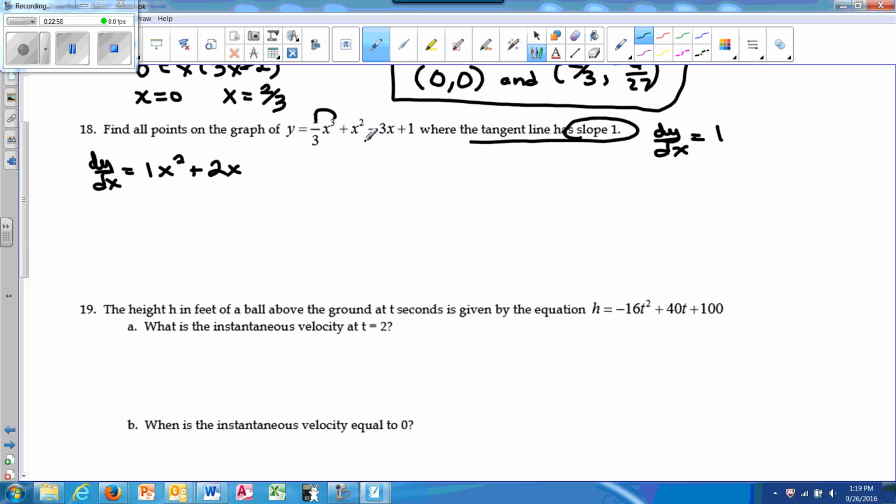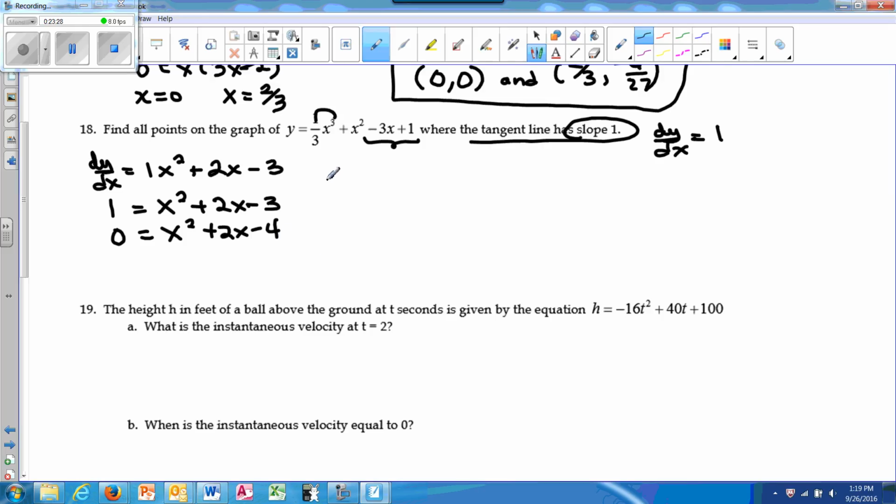Okay, same kind of idea for number 18. Find all points on the graph where the tangent line has a slope of 1. That means that we want our dy dx to equal 1. So we're going to find our derivative, which is our tangent slope. When I multiply 3 times 1/3, I really just get 1 x squared.